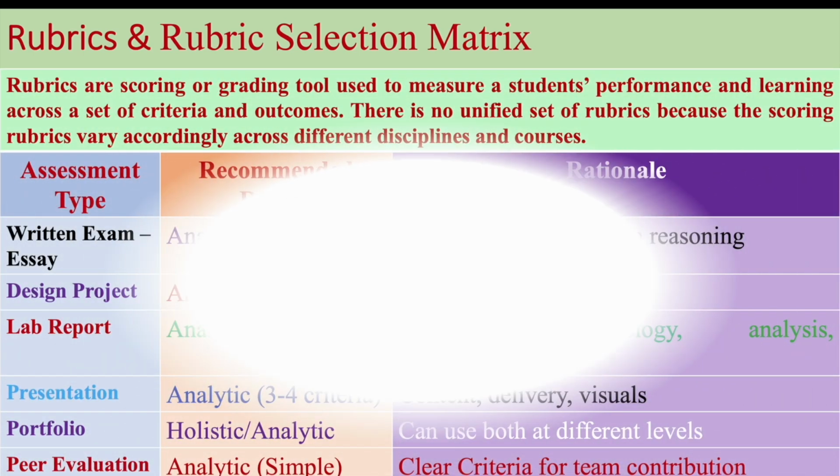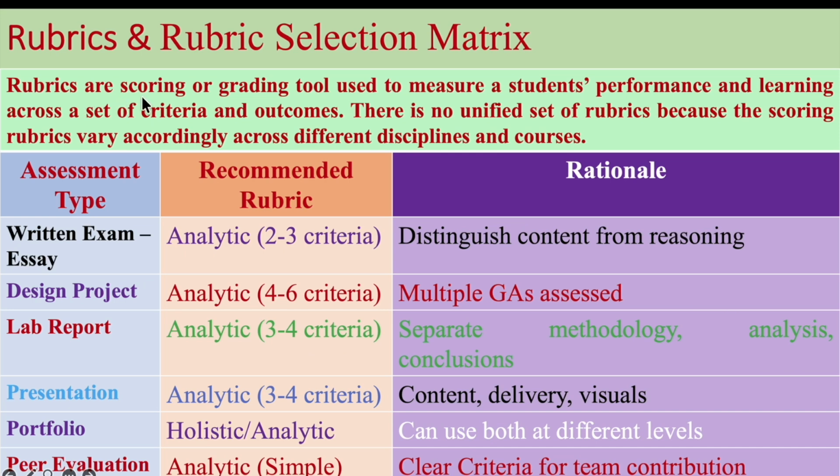Rubrics and rubric selection metrics: what is the basic definition of rubrics? Rubrics are scoring or grading tools used to measure students' performance and learning across a set of criteria and outcomes. There is no unified set of rubrics, because scoring rubrics vary across different disciplines and courses. For assessment type written exam or essay, the recommended rubric is analytic with 2 to 3 criteria. Rationale: distinguish content from reasoning.